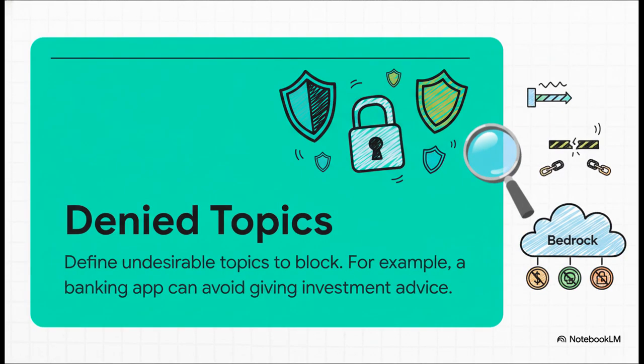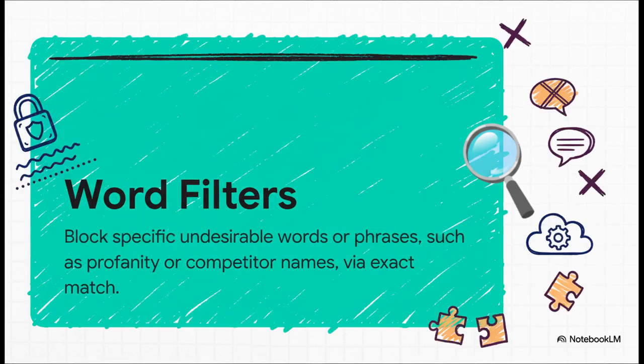Next, you can basically create no-go zones for your AI. A banking app, for example, should be fantastic at talking about your account balance, but it should absolutely steer clear of giving out investment advice. This denied topics policy is what makes that possible. This one is all about precision control. If there are very specific words or phrases, maybe profanity or even the name of a competitor, that you want to block completely, word filters let you do that with an exact match.